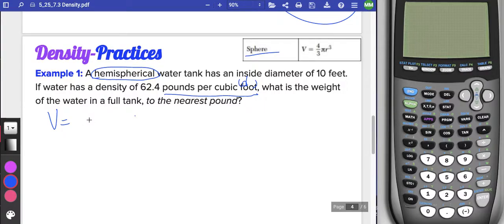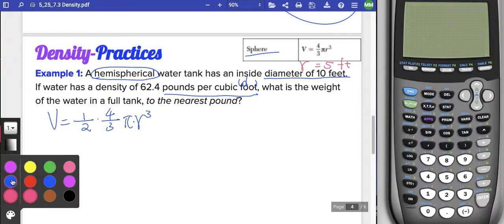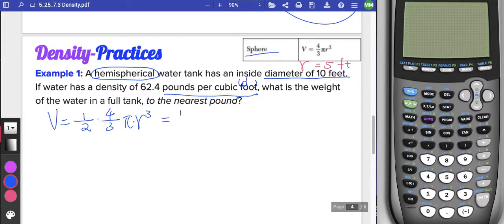Now let's write down the formula to see what we need to use. First of all, since it's hemispherical, we are going to multiply by half because it's half of a sphere. And then we know the volume of the sphere is 4 over 3 pi r to the 3rd power. So the question is, do we know the radius of this object? Another key piece of information is that the diameter is 10 feet. That means our radius is 5 feet, because the radius is half of the diameter. Now let's continue our calculation. It's going to be half times pi times 5 to the 3rd power.